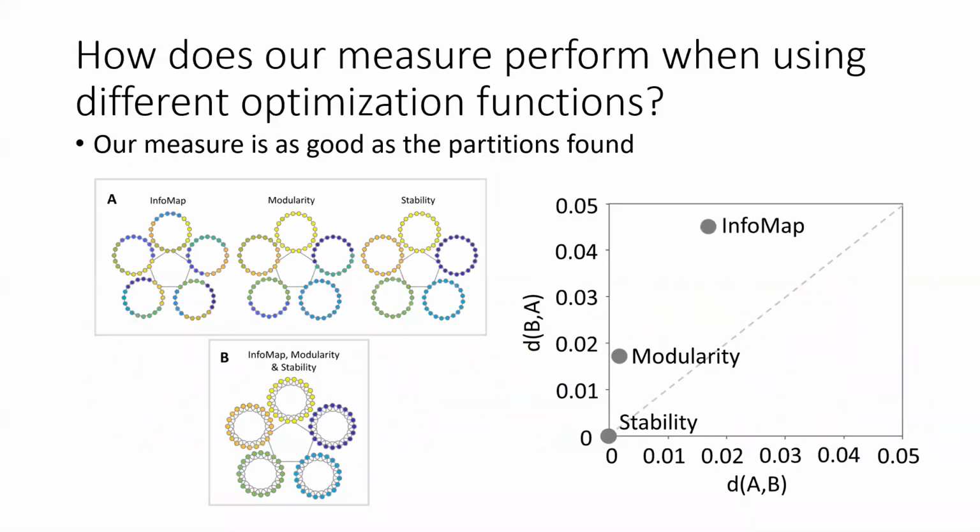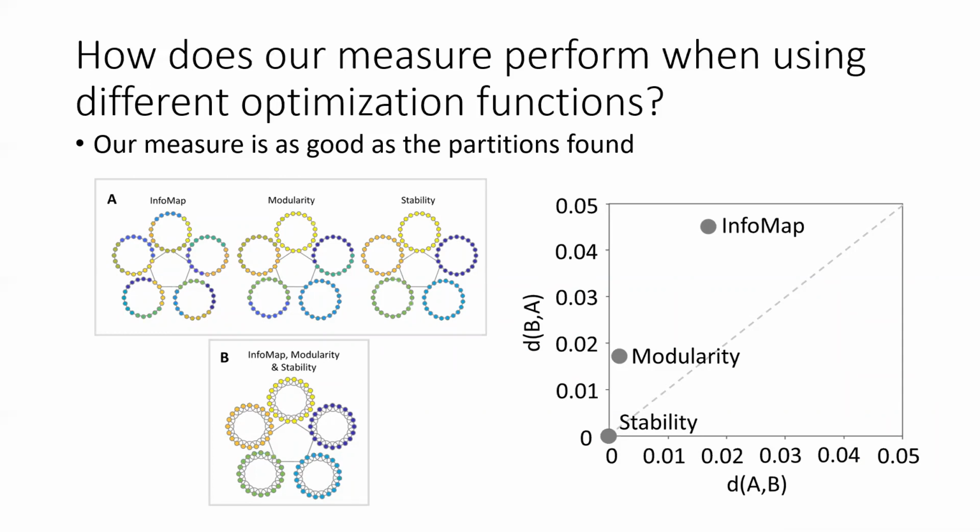If we now see how our distance measure performs when we use these different measures, we can see that we get a different distance for modularity, stability, and infomap. What we really want to point out here is that, in a way, this is a limitation to our distance: our measure is only as good as the partition that is found. If the underlying community detection algorithm has some limitations, it's going to be carried over into our distance measure. But this is true of other network comparison techniques as well, such as NMI.